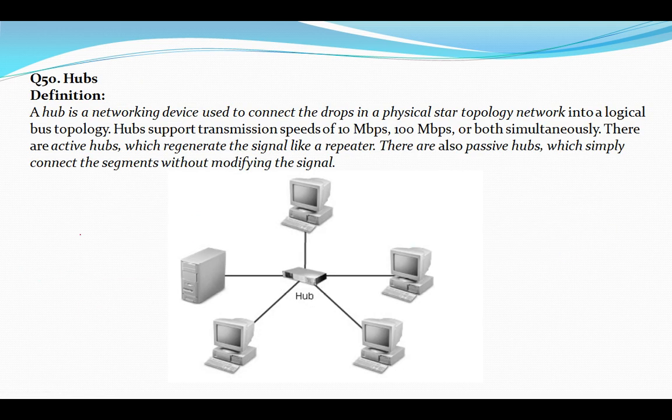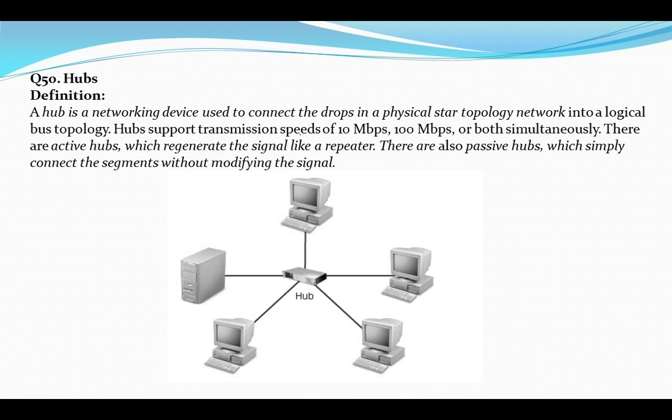Next question is, what do you mean by hub? A hub is a networking device used to connect the drops in a physical star topology network into a logical bus topology. Basically, the use of a hub is to connect multiple devices, or to create a star topology or expand the network.